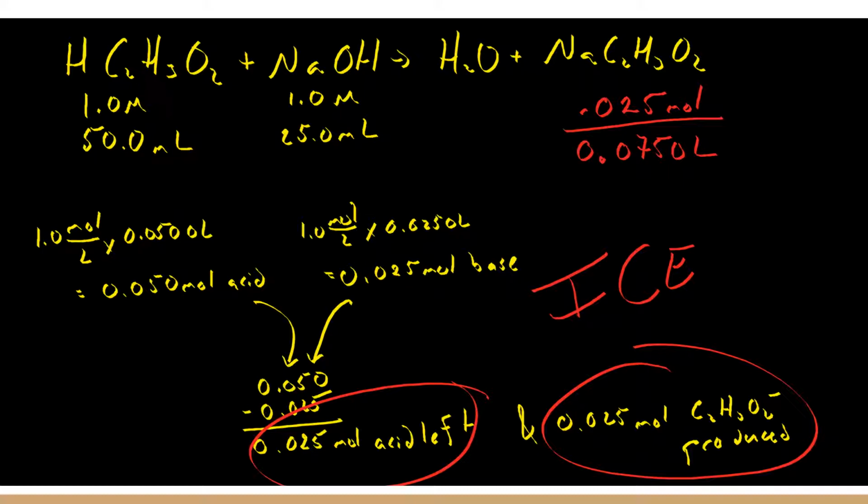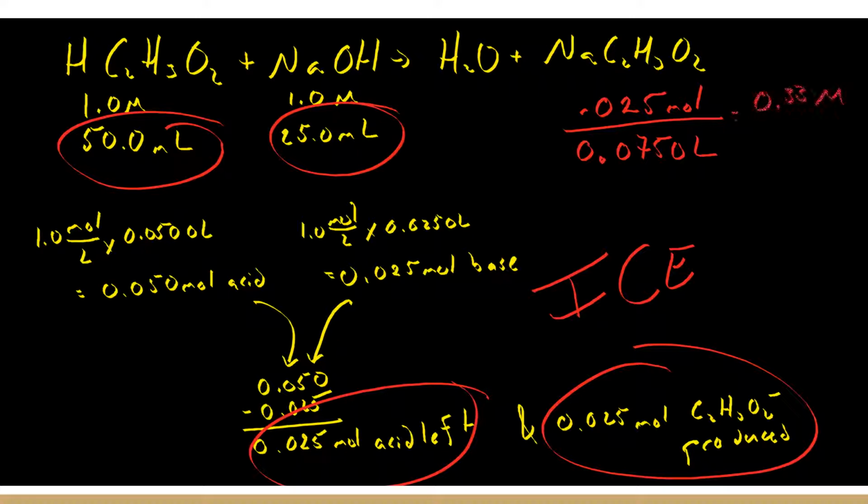Why? Where? What? Well, to neutralize these things, we had to mix them together. So we poured those two solutions together, and 50 mL plus 25 mL is 75 mL, or 0.0750 liters. And then you do that math, and you get a concentration for each of these of 0.33 molar. So now we can set up our ice table.